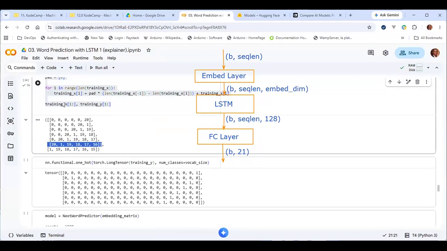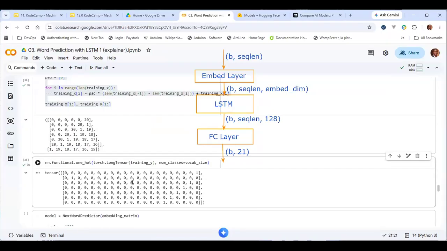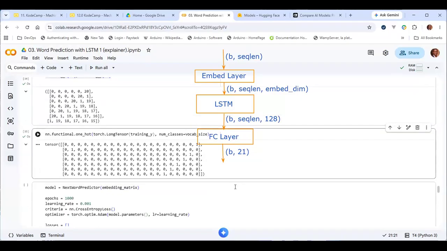And then we take all of this, right? And then the y values, right? We have to make it into a one hot vector. The y values are then converted into a one hot vector, which basically is positional. And that gives you a one hot vector that will have 21 outputs.